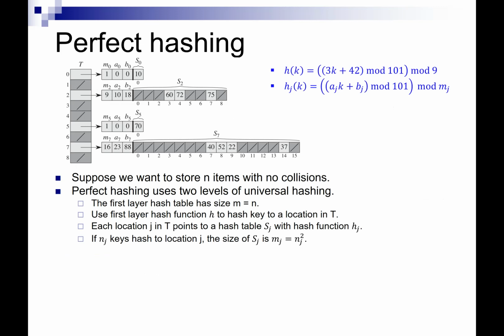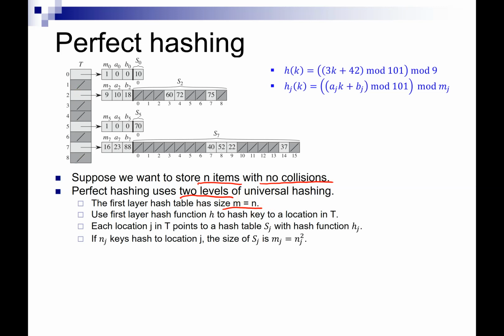So how does this work? Well, suppose we want to store n items, with no collisions whatsoever. Then the way perfect hashing works is that we're actually going to use 2 levels of universal hashing. The first level is going to have a hash table of size m equals n. So you're trying to store n items. For example, in this example over here, they are trying to store 9 items. So we're going to have a 2-layer hash table. The first layer is going to have size equal to the number of items, so size 9 in this example.